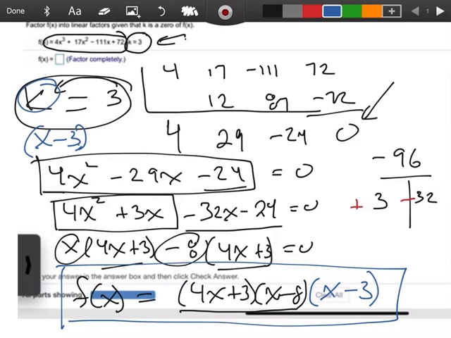Again, just so that you know why they call them linear factors, it's because the power on each of these x's here is 1. That's why they call them linear factors.